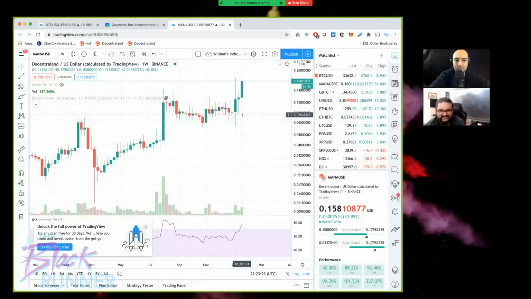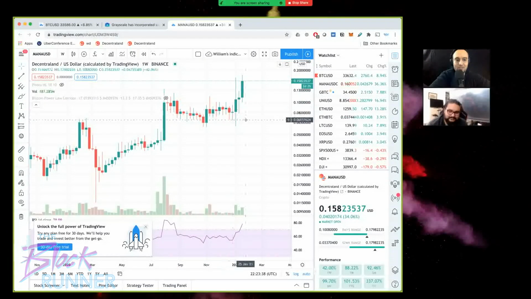Like, dude, it's always been the dream to see Decentraland, or Mana, at $1 at some point. It's true, it's starting to look more and more likely. It's probably gonna happen, especially if they offer this as a product to their investors, then it could very much likely go to $1.